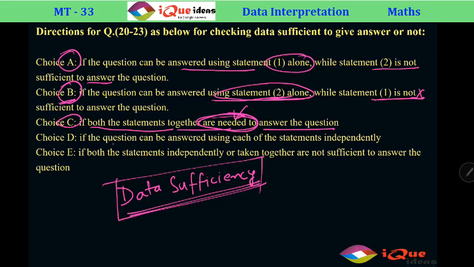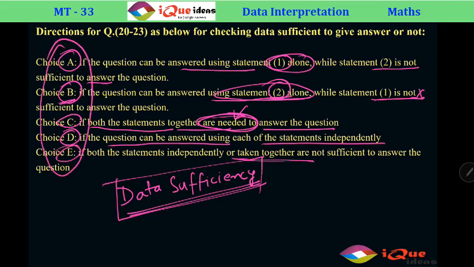Okay. If the question can be answered using each of the statements independently. So let's say first statement alone is sufficient, second statement alone is sufficient, both are individually sufficient, separately, independently, then the answer would be D option. And if the question cannot be answered in spite of taking them together, then answer will be E option. In data sufficiency, the definition of these options is really important to remember, right? So please spend some time on this, read it carefully again and again on your screen, and then we take up some questions on this.